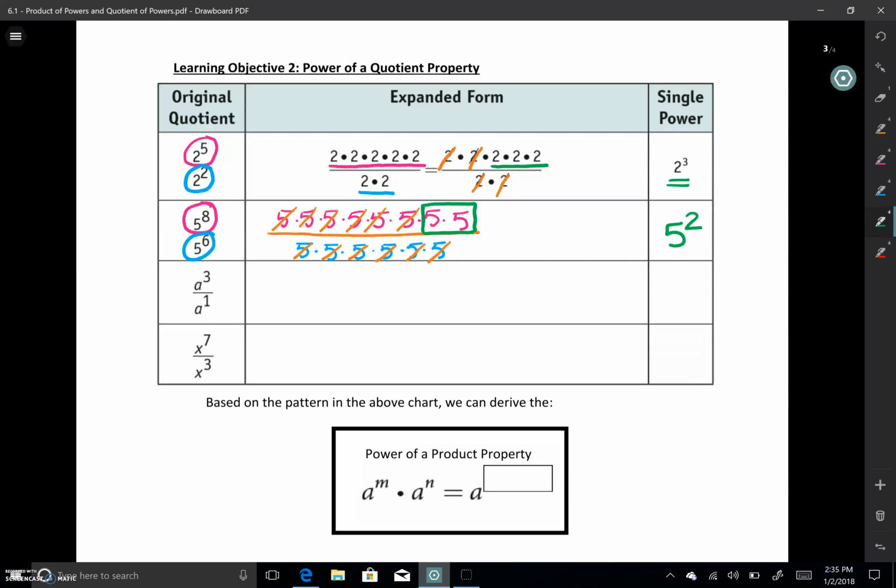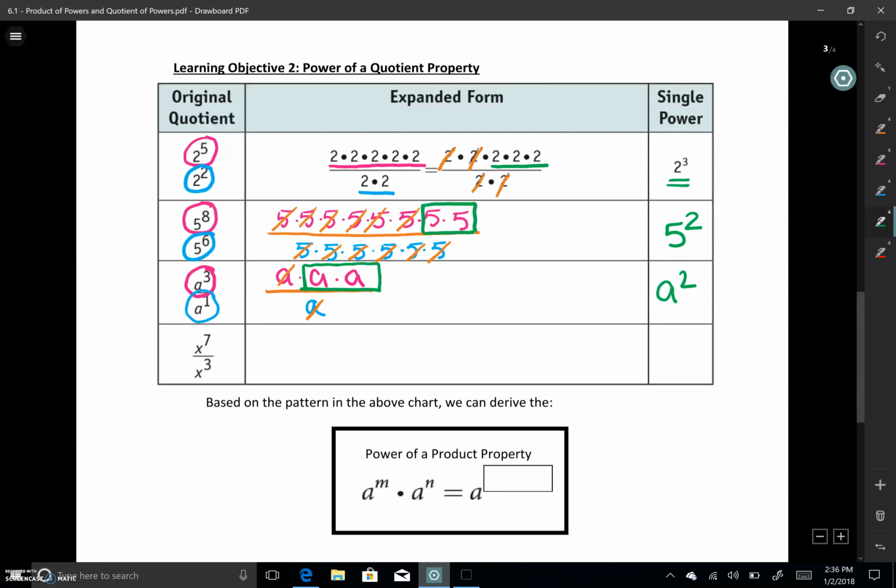Hopefully at this time you have unpaused the video, you've completed the last 2 lines on your own. Let's see how you did. For the third line, in my numerator, I have a cubed, so that's a times itself 3 times. And I'm putting that all over a to the first. So that is just 1a in the bottom, denominator. And then cancel 1 on top, cancel 1 on bottom. That's all that's going to cancel. And what I'm left with is a times a. So I can write that as a squared.